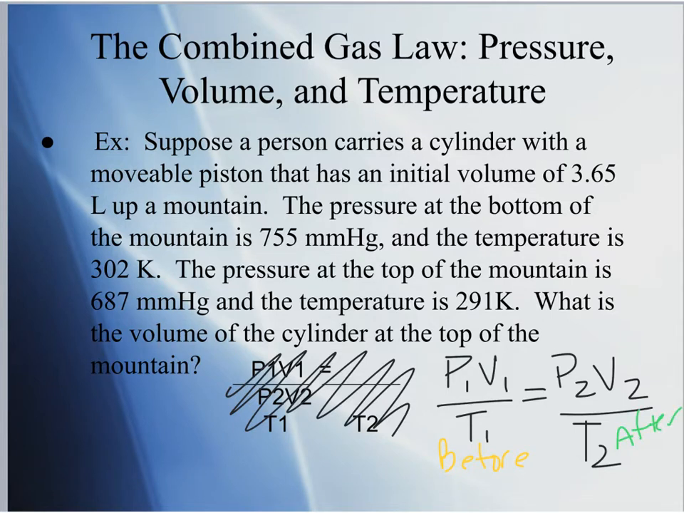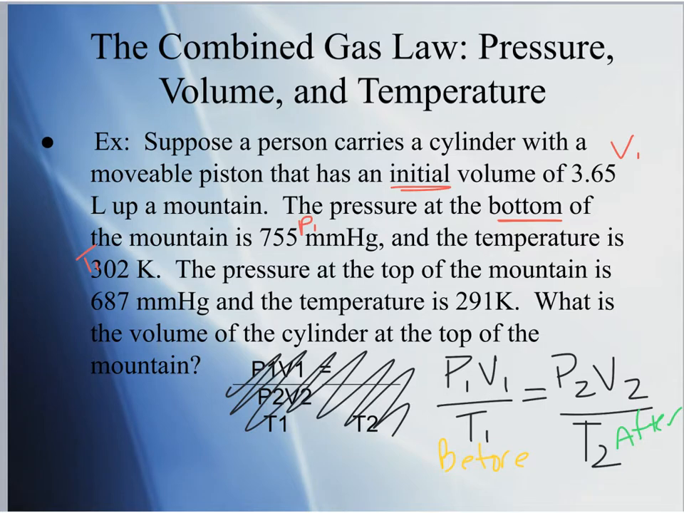So we take a look in reading, we see the word initial. So that's going to be the initial volume, so that's going to be our V1, right? And it says the pressure at the bottom of the mountain. So that's, again, what we start with is 755 millimeters of mercury. So that's going to be our P1. And the temperature is 302. So that's going to be our T1. So we're given V1, P1, and T1.